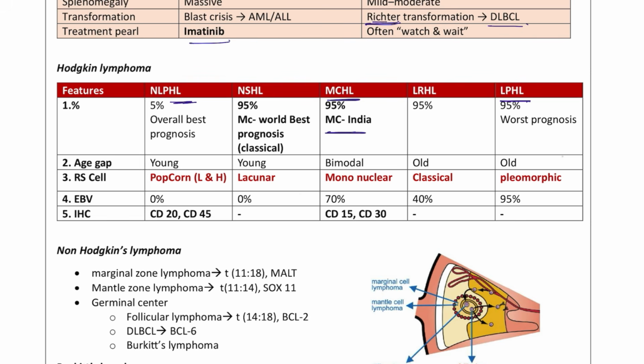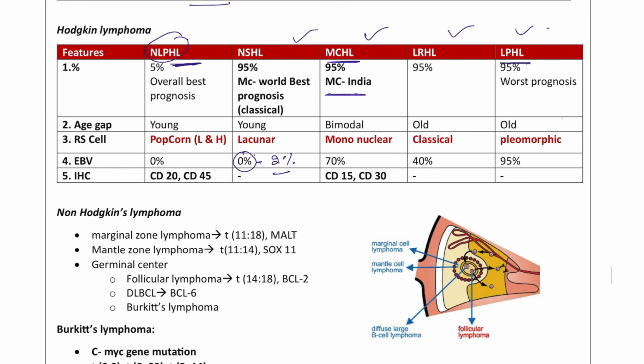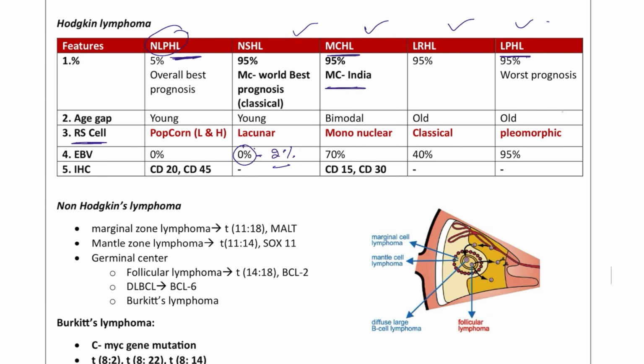Next, EBV. EBV is associated with all types, guys, except NLPHL. Here I have given 0%, but still it is 2%. At least NSHL is associated, but NLPHL is never associated with EBV. That is the one thing that you have to remember. And where are you going to see Reed-Sternberg cells? Popcorn type is NLPHL, lacunar is NSHL, mononuclear is MCHL, classical type is LRHL, and whichever is not these, that is the LDHL.